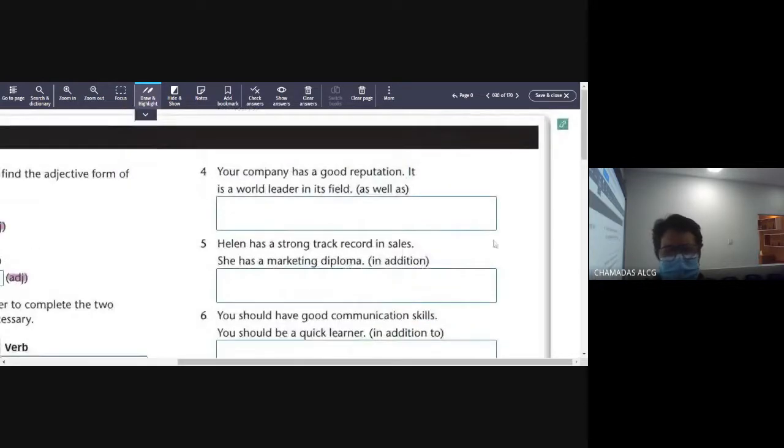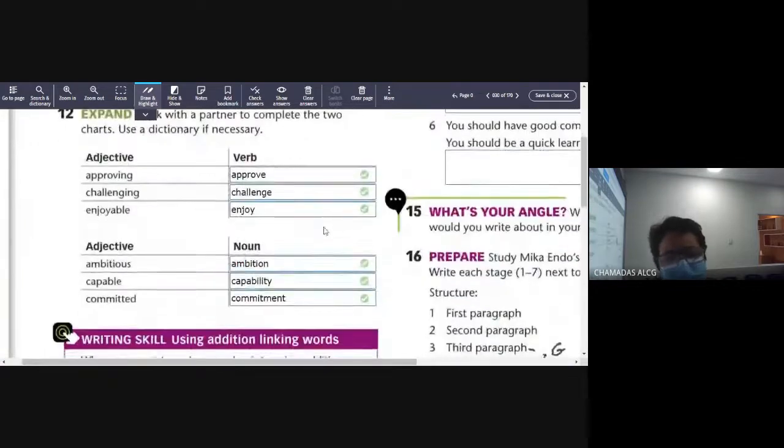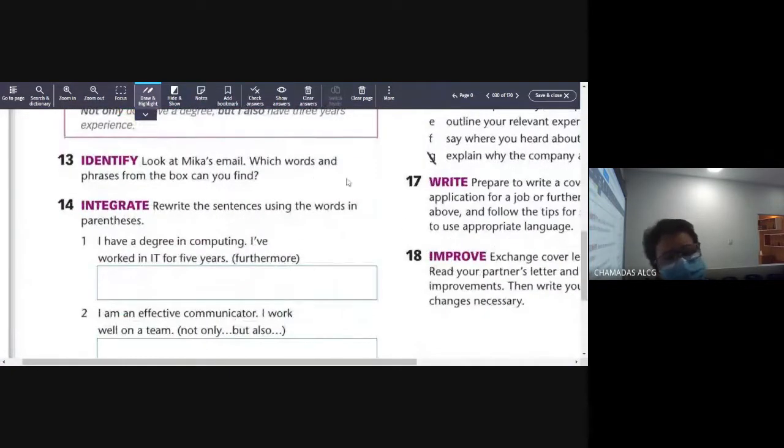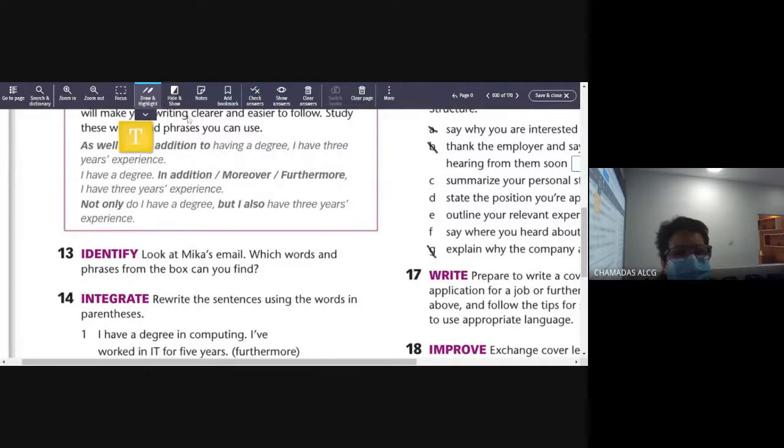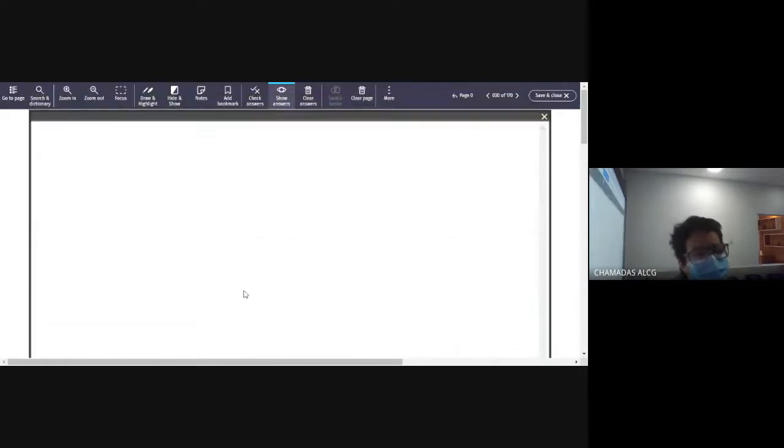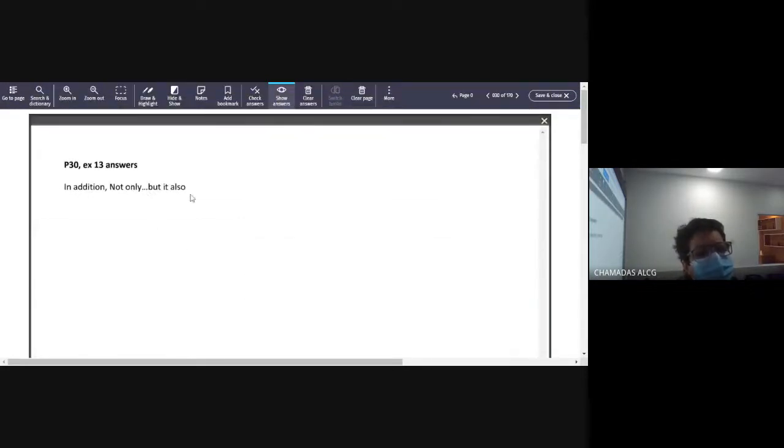So let's move on to the page we were before, which is this one here. Let's check the answers. Here we have the answers, I guess. In addition, not only, but it also, and they are not considering and, but we are, okay? Because and is addition, so we can also count on that and use that as linking word. Okay, guys, they only gave 2 examples there.